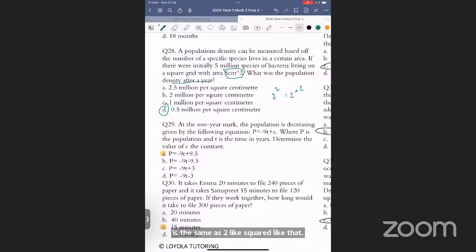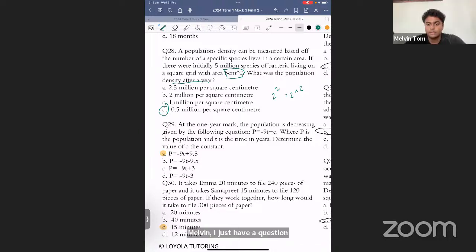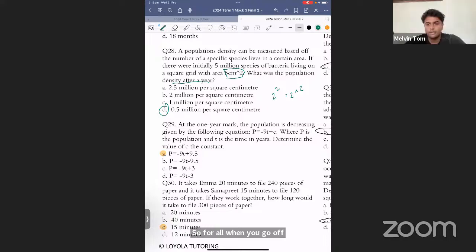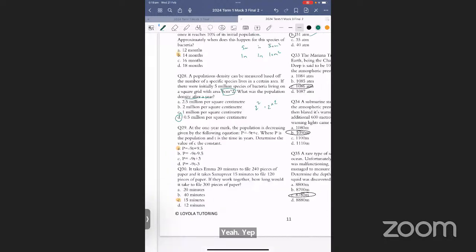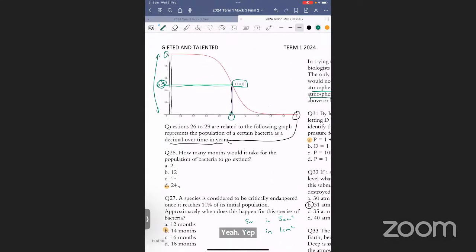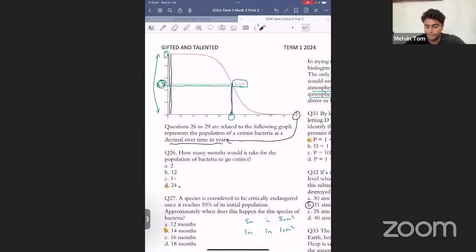Melvin, I just have a question. Yeah, Kapish? For the bacteria graph, in ours it's not color copied. So when we get to the 2, we can't exactly tell if it's the straight bottom line or the actual red line as it shows here. You raise a good point.